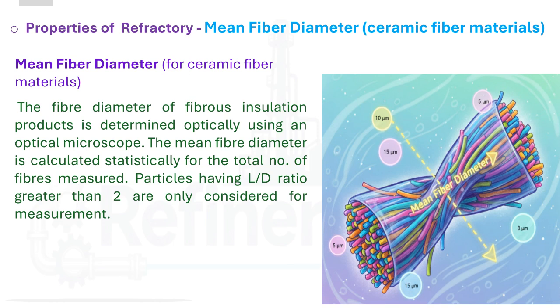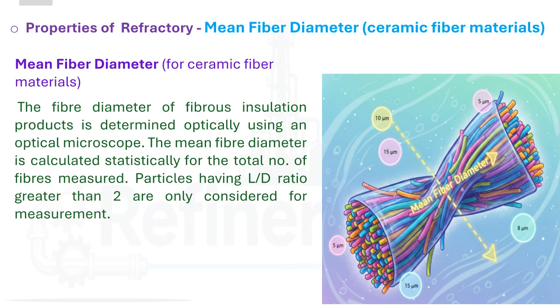To measure mean fiber diameter, engineers use optical microscopy to view the fibers under magnification. Photographs are taken of the fiber structure, and then the diameters of many individual fibers, often more than 100, are measured. From these measurements, the arithmetic average is calculated, and that becomes the mean fiber diameter. To ensure accuracy, only particles with a length-to-diameter ratio greater than 2 are counted. This excludes short particles and guarantees that the measurement reflects actual fibers, not impurities.